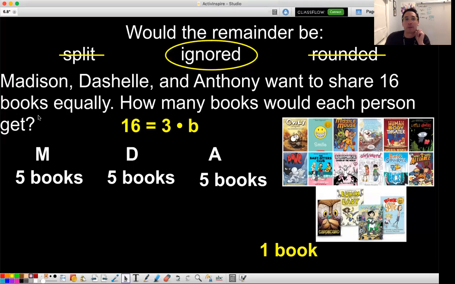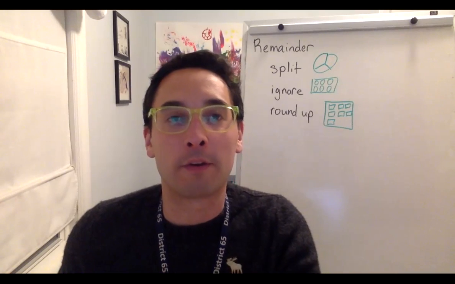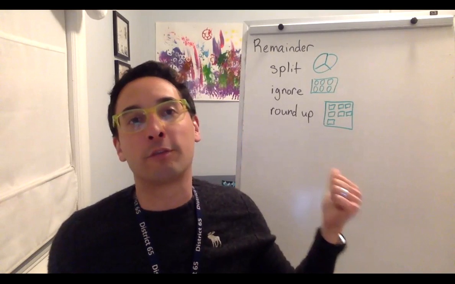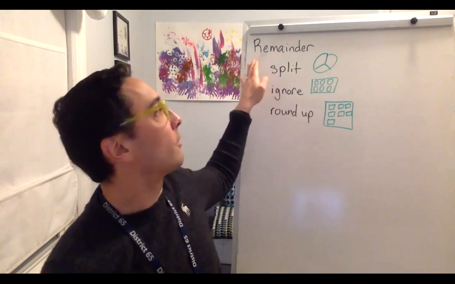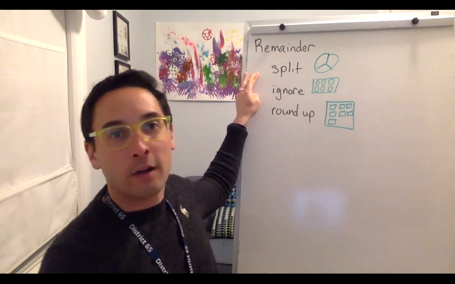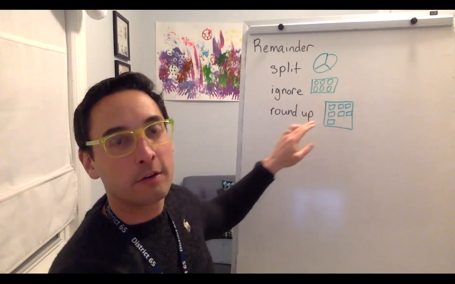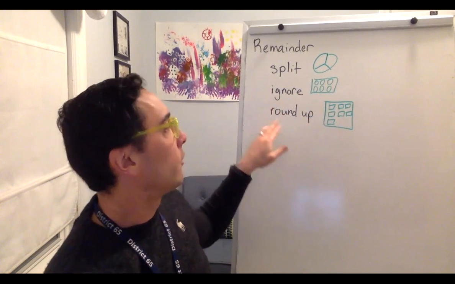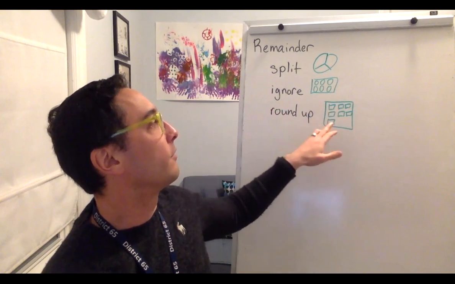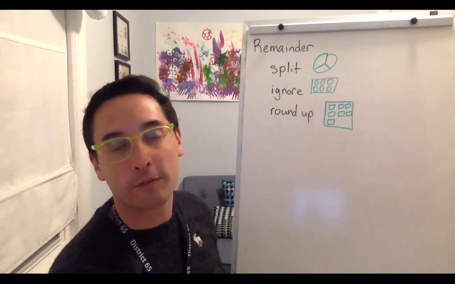So how many books will each person get? They each get 5 books. There's 1 remainder. We're going to ignore it. So they're each still going to get 5 books. And that's it. So what we're going to be trying to think about is, with the extras, with the leftover, with the remainder, are you going to split it and share? Are you going to ignore it like the extra egg or the extra book? Or are you going to round up and try to give like a full extra page?